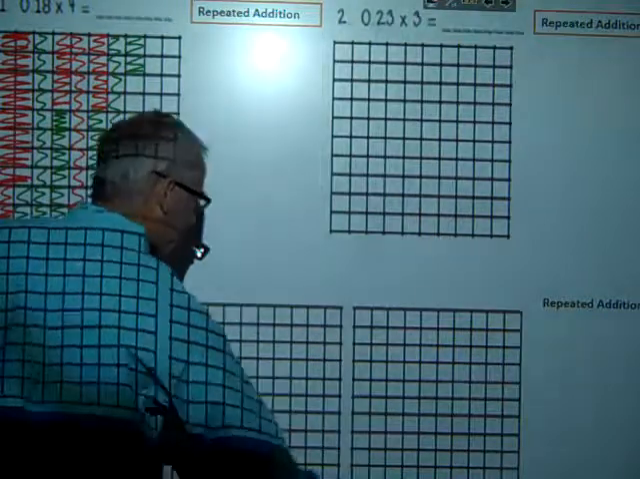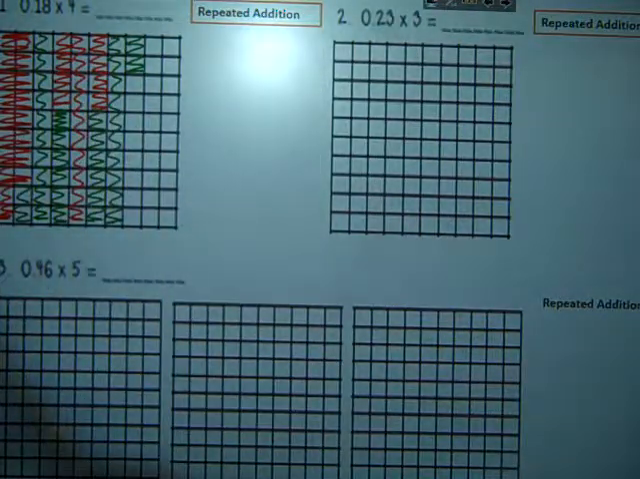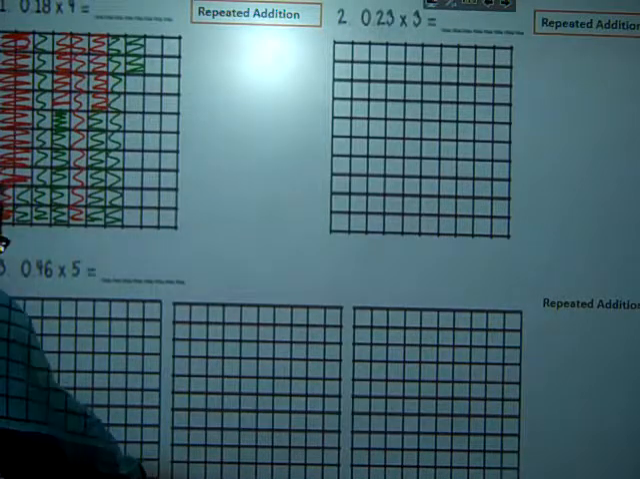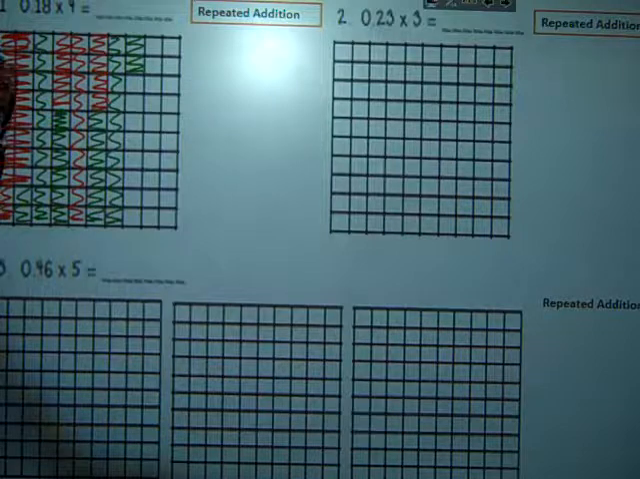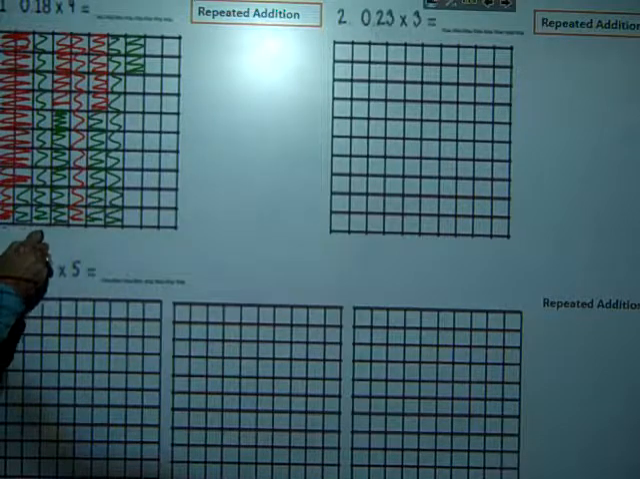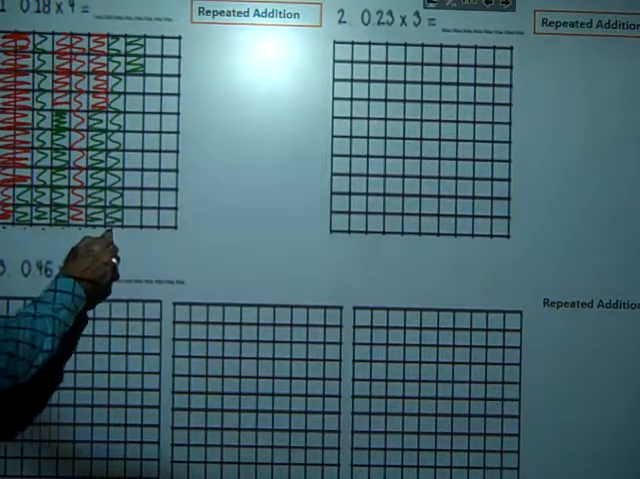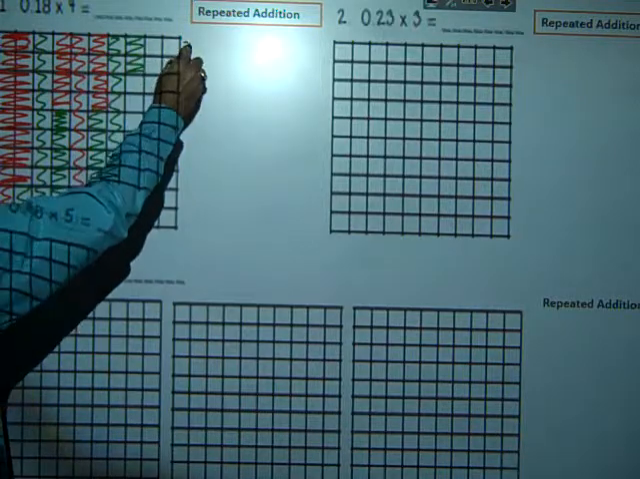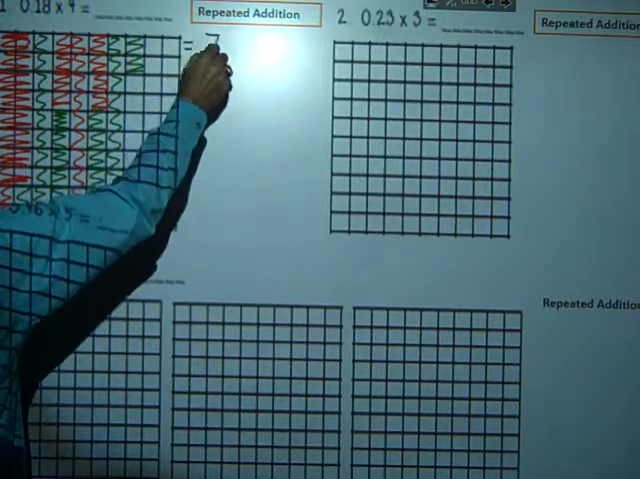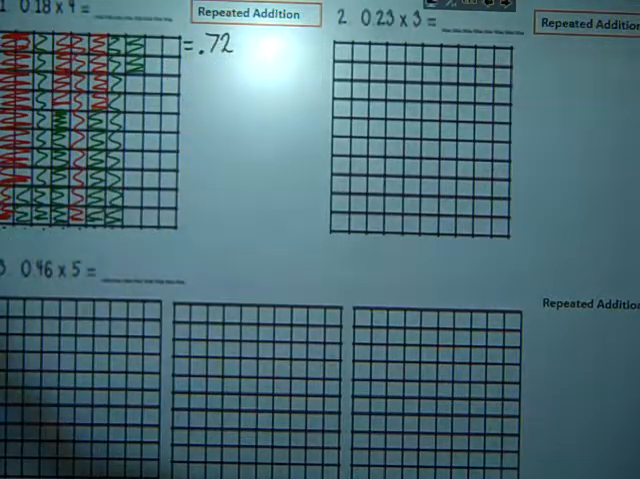Now I have 4 groups shaded. How do I find my answer? Count the total. Count how many I have shaded all together. I will count by 10 because each rod is worth 10. So 10, 20, 30, 40, 50, 60, 70, 72. My answer is 72 out of 100.